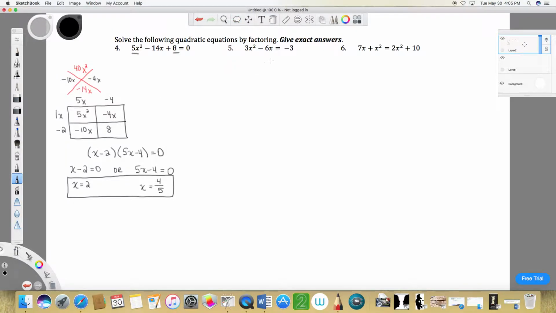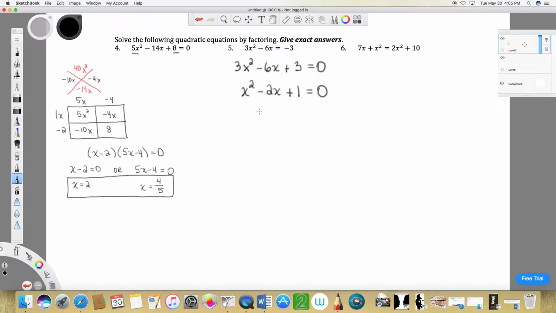We need this to be in standard form. And we notice here that all of these are divisible by 3, that there's a greatest common factor of 3. So let's divide every term by 3. And we get x squared minus 2x plus 1, and 0 divided by 3 is 0.